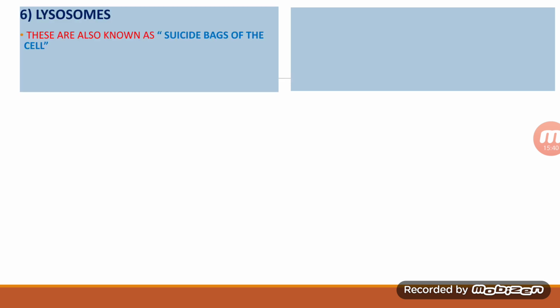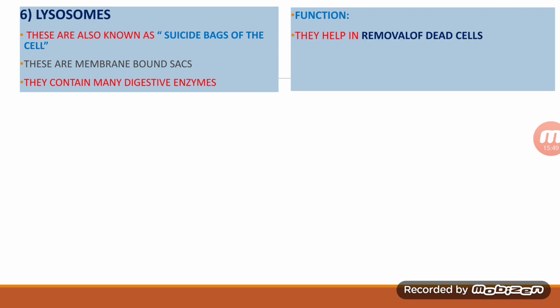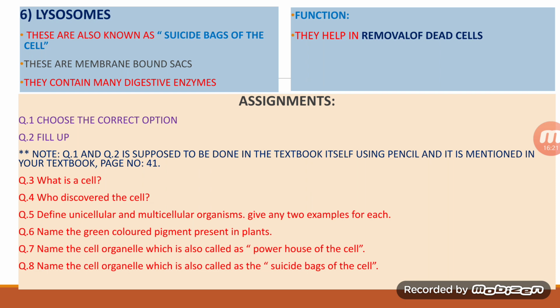Lysosomes, these are also called suicide bags of the cell. Why? Because they contain some enzymes and these will help in the removal of dead cells. And when the liquids come out of this lysosome to destroy the dead cells, in turn the lysosomes will also get killed. That is why they are called suicidal bags of the cell. I told you the cell organelles which are important are: number 1, cell wall, cell membrane, nucleus, plastids, mitochondria, and lysosomes.